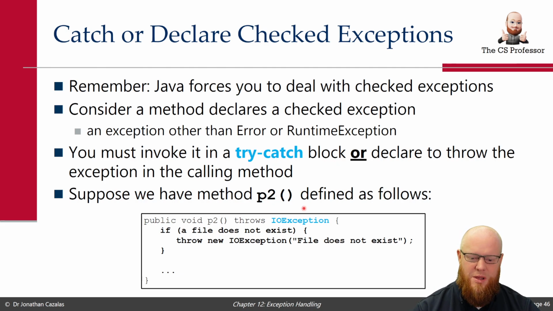Suppose we have some method P2 defined as follows. Here's this method P2, and P2 is saying, hey, heads up, I am possibly going to be throwing an IO exception. An IO exception is a checked exception. You have to deal with this in Java. So method P2 is saying in its method header, in its contract, you can call me, but be forewarned, I may throw an IO exception, which you have to deal with. So the question is, how do we deal with it?